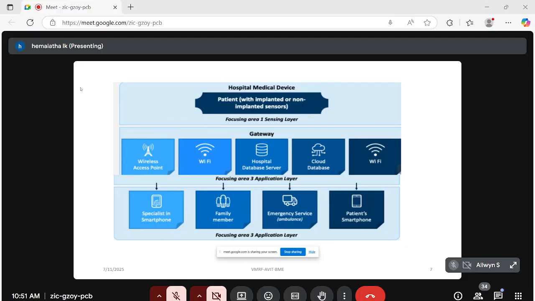Here this diagram shows the three levels of hospital medical device management. Here the patient is implanted with the required sensors, maybe inside the body or over the body, and then the sensed information is transmitted using a gateway through the wireless access point or Wi-Fi to the hospital database server, and then it is stored as a cloud database, and from there it will be transmitted to the specialist on the smartphone. It can be transmitted to the family member, to the emergency service, or the patient's smartphone also. So depending on the requirement, we can send the data.